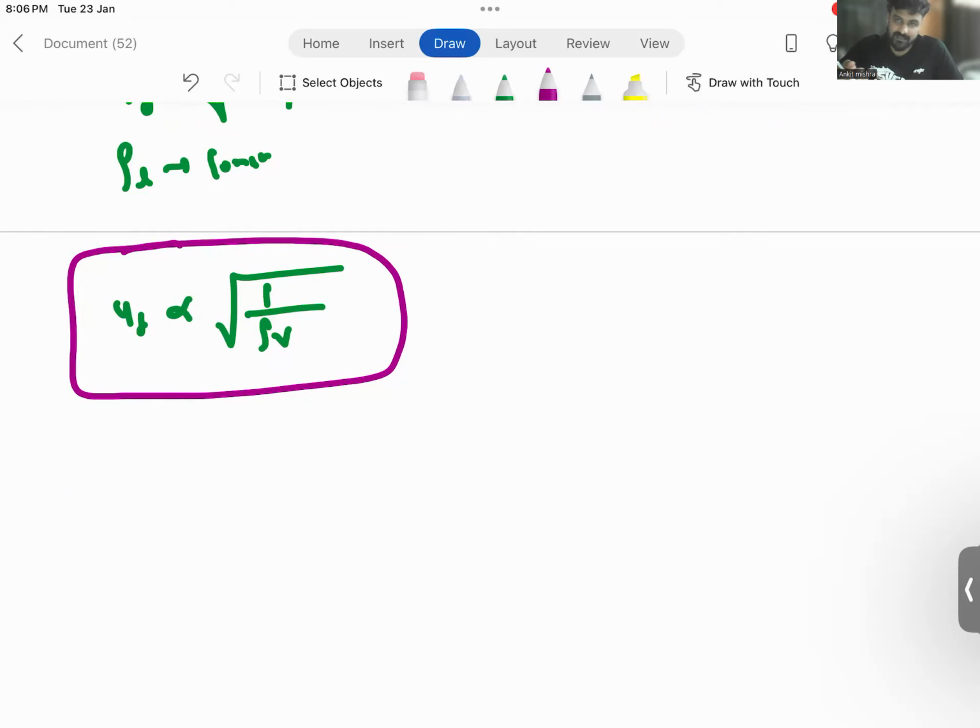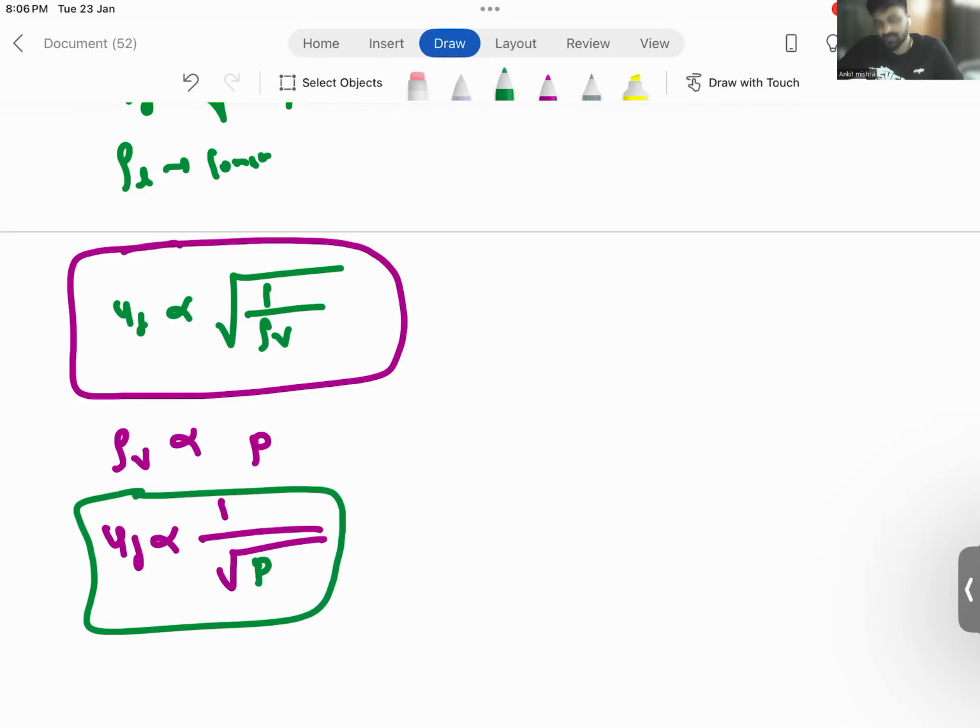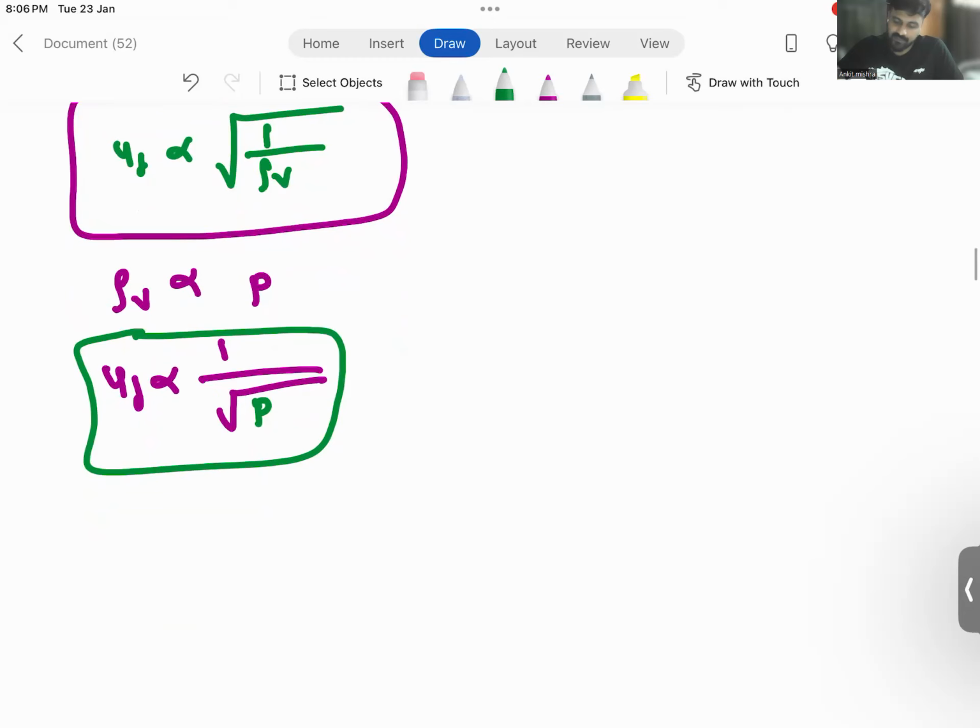Now, the second thing: if the vapor behaves like an ideal gas, I'm assuming some ideal condition in order to understand the dependency of the density of vapor on the pressure, and how the flooding velocity changes if I change the pressure of the column. The density of vapor is directly proportional to the pressure. So finally, the flooding velocity is inversely proportional to the square root of the pressure of the distillation column. Pressure will be given, and you will get an idea of how to incorporate these things.